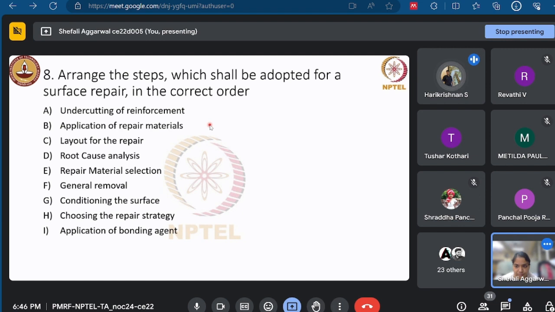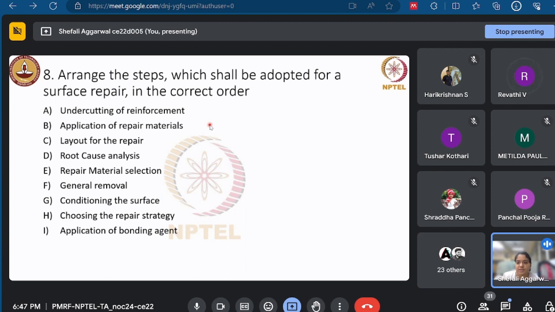general removal. Okay, E, general removal, followed by conditioning the surface. Conditioning the surface should be the next one. Okay. Next, choosing the repair strategy. That was the second step you were saying, right?